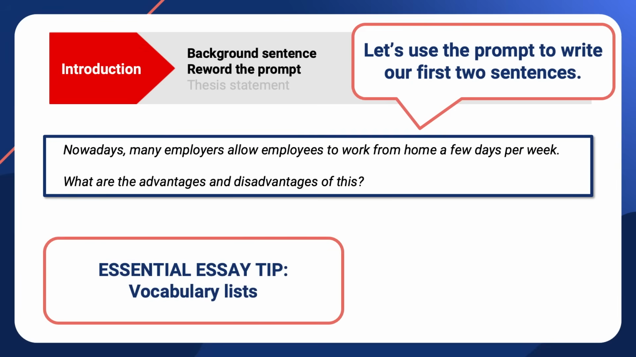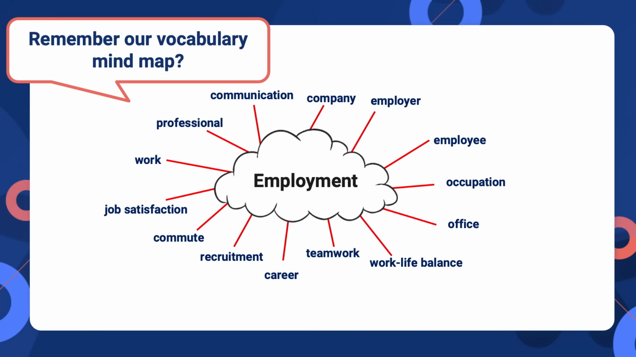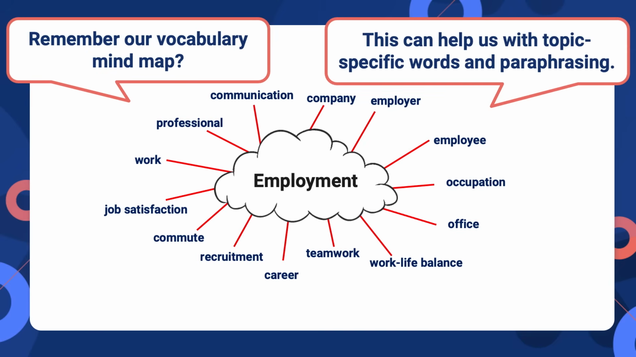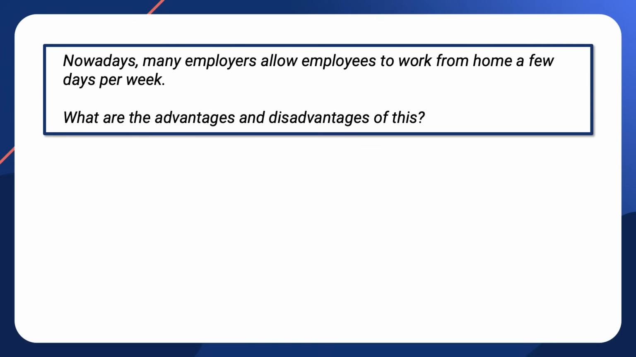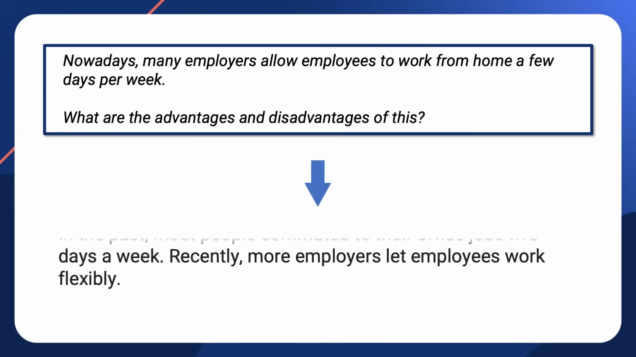And this is where that essential essay tip comes in handy. So we're going to look at some vocabulary that can help us write those first two sentences. Remember this mind map? It's going to help us with topic-specific words and paraphrasing. So when we're rewording the prompt and coming up with ideas for those first two sentences, it's great to use this topic-specific vocabulary that we've come up with previously. Here is the prompt again, and let's look at how I've paraphrased it.